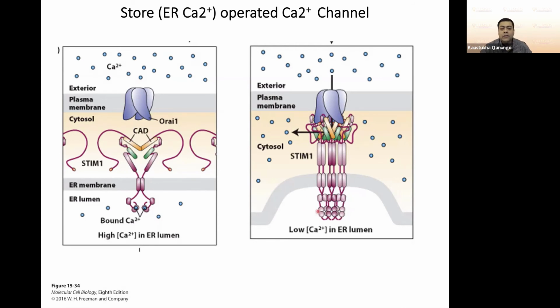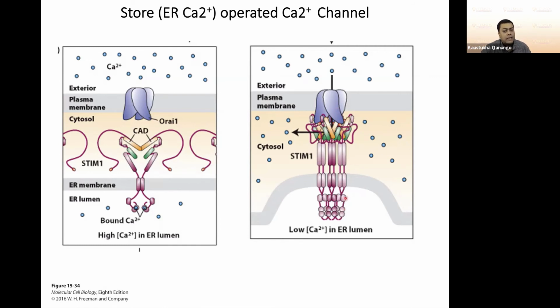But when the calcium runs low, this bound calcium will get released, and at that time there will be an oligomerization, meaning multiple of these subunits, multiple STIM1s, so you have 1, 2, 3 come together, and they will insert themselves onto this ORAI1. And the process of this activation is still not known.